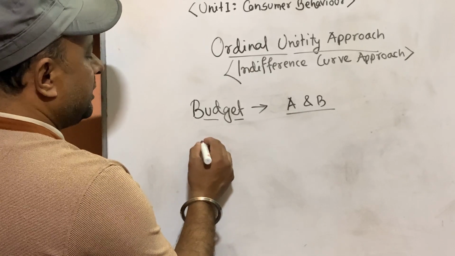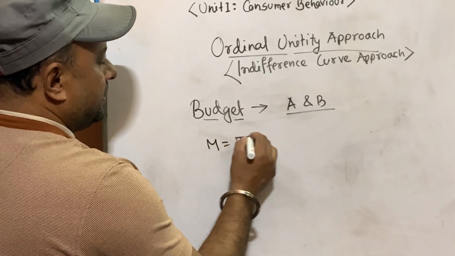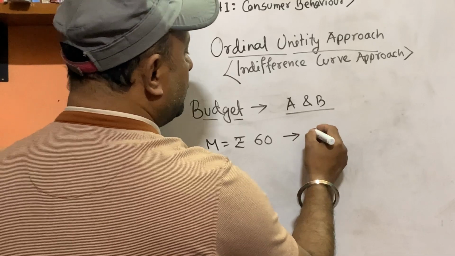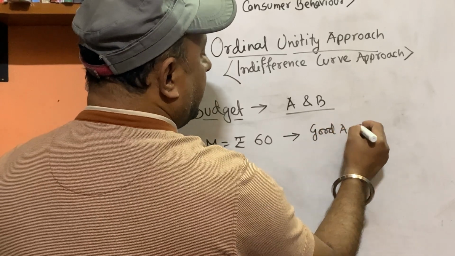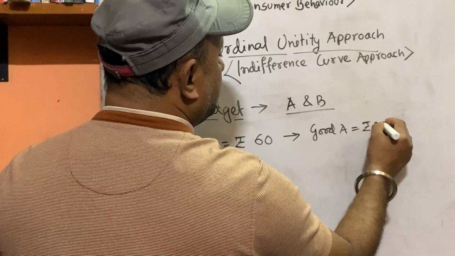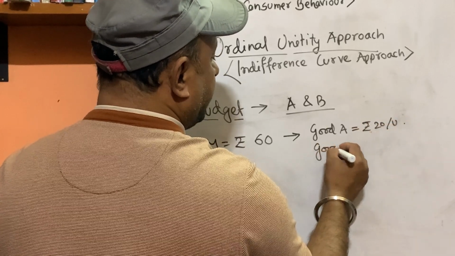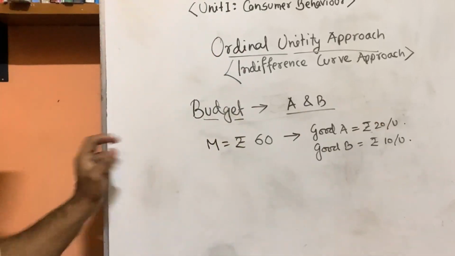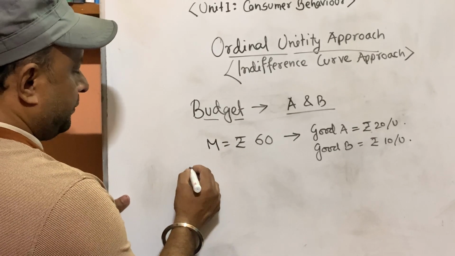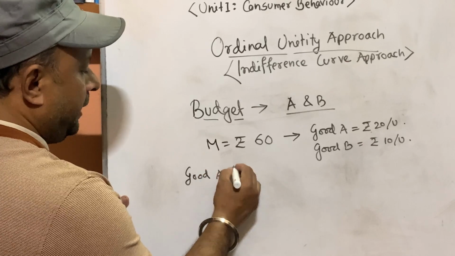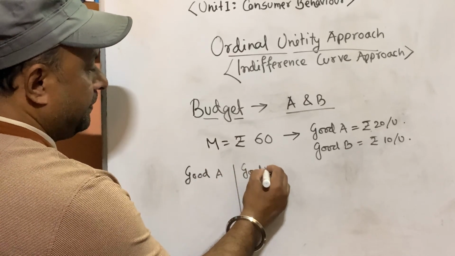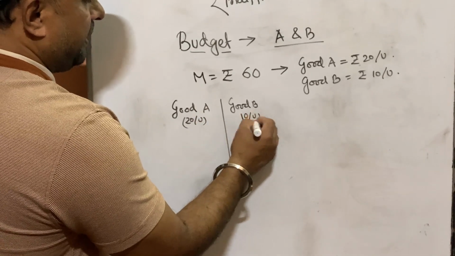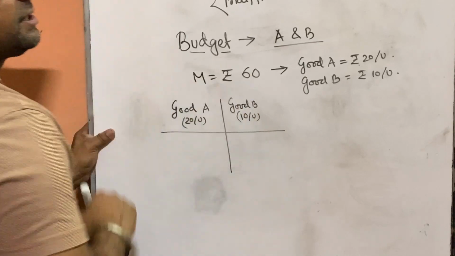Now suppose the consumer's budget is rupees 60. Budget is denoted by M. Rupees 60, and he is consuming two goods. Good A, its price is suppose rupees 20 per unit, and good B, the other good, its price is rupees 10 per unit. Now, how does he spend his money on the two goods? Good A is rupees 20 per unit, good B is rupees 10 per unit, and his budget, as we assumed earlier, is 60 rupees.